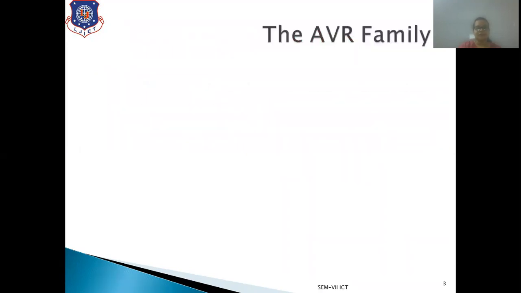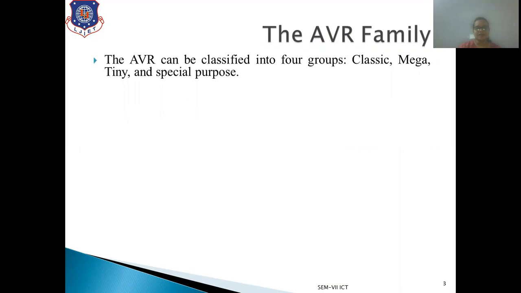Now the AVR family. The AVR can be classified into four groups, that is classic, mega, tiny and special purpose. Discussing the first type, that is classic AVR: it will have the name AT90S, where 80 stands for Atmel, followed by 4x, that is the series of that particular number.